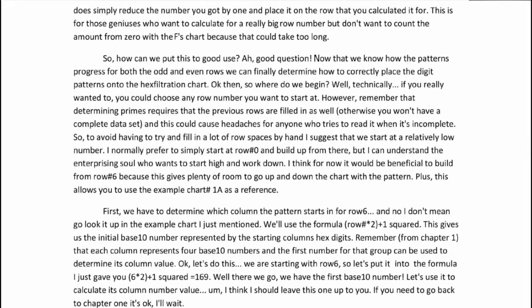I normally prefer to start at row number 0 and build up from there, but I can understand the enterprising soul who wants to start high and work down. I think for now it would be beneficial to build from row 6 because this gives plenty of room to go up and down the chart with pattern. Plus, this allows you to use the example chart number 1A as a reference.